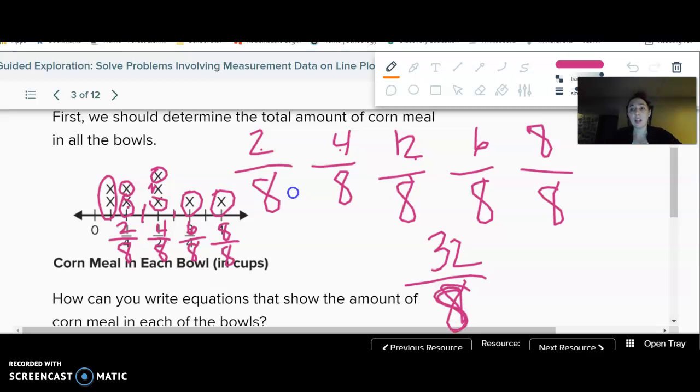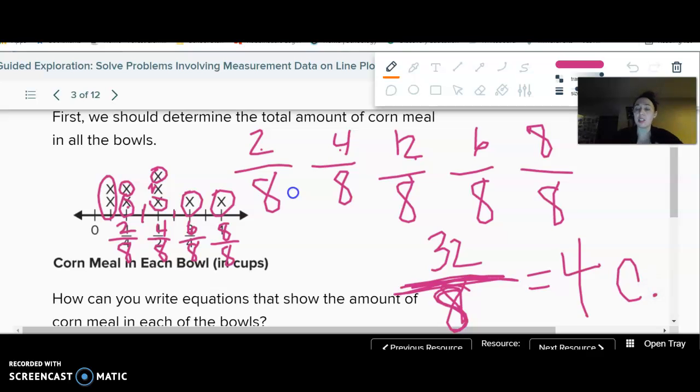32/8. Now, either thinking about it or on your calculator, you can do the division, because remember, fractions are just dividing, or another way to think about them is dividing. So 32 divided by 8. So that, the x's there, those 9 bowls, represent 4 cups.